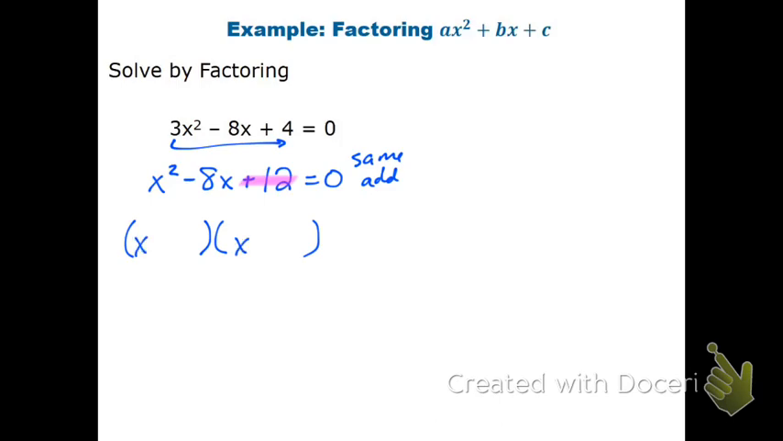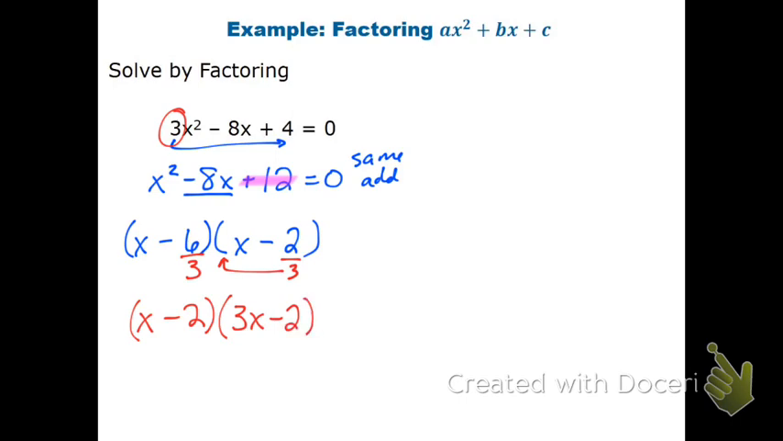I want two numbers that multiply to get me 12 and add to give me 8, which is going to be 6 and 2. And again, I want to add them to get a negative 8, so they both need to be negative. I have to make sure I do my divide step, which is divide by my original a. So I'm going to divide both numbers by 3. So I get x minus 2 in the first parenthesis, and in the second parenthesis I do my bottoms up, which is 3x minus 2.